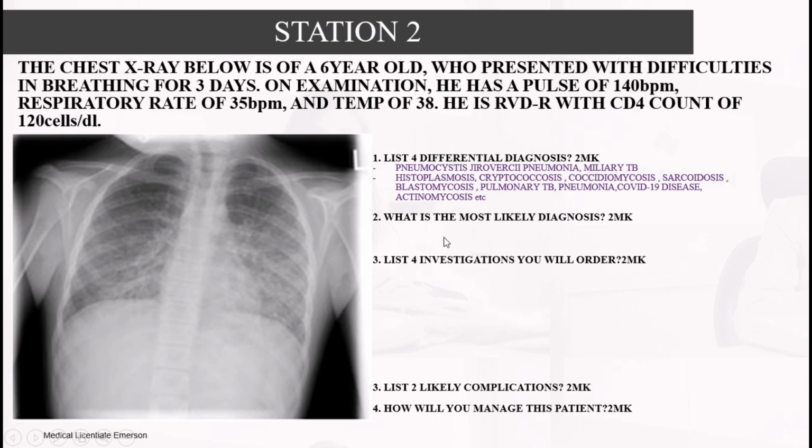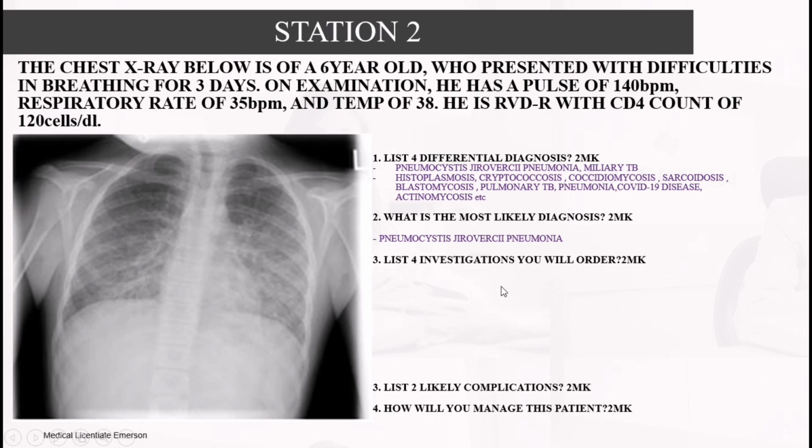Then, what is the most likely diagnosis? This is most likely pneumocystis jirovecii pneumonia. That's the most likely diagnosis. Though it's similar to miliary TB, it's not. You have to check through the history itself, how the patient has presented. So this is most likely pneumocystis jirovecii pneumonia, because of the risk factors and how it commonly occurs in such patients.